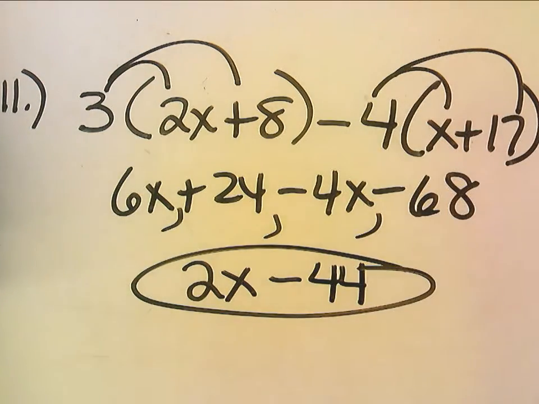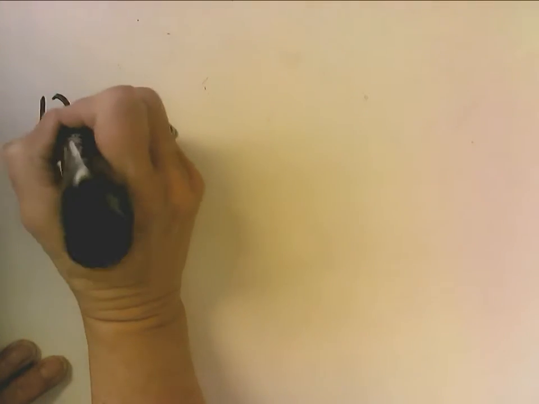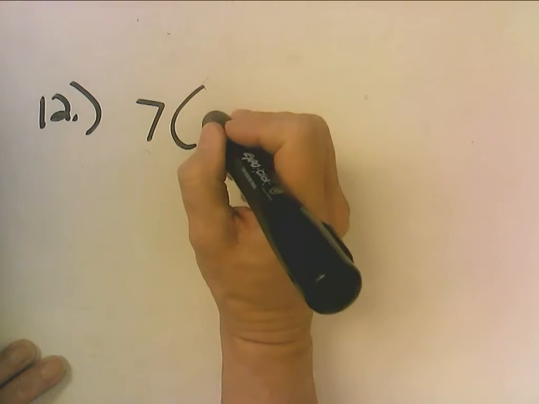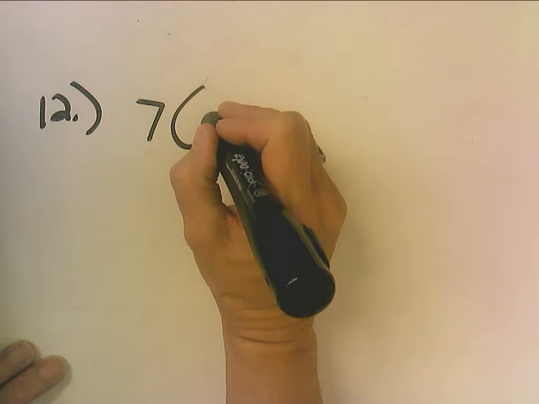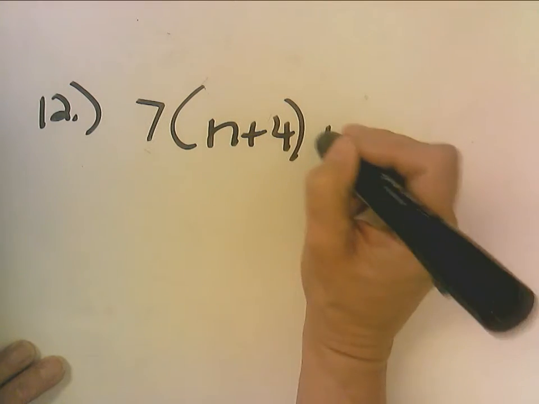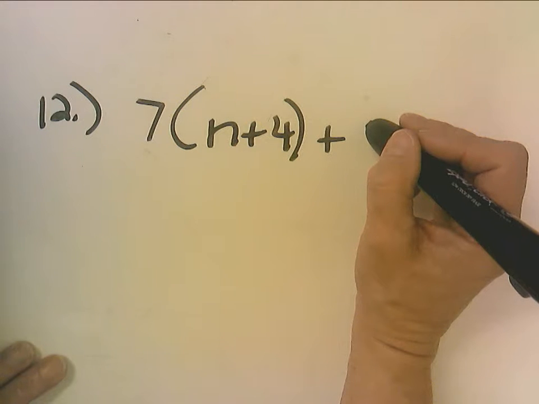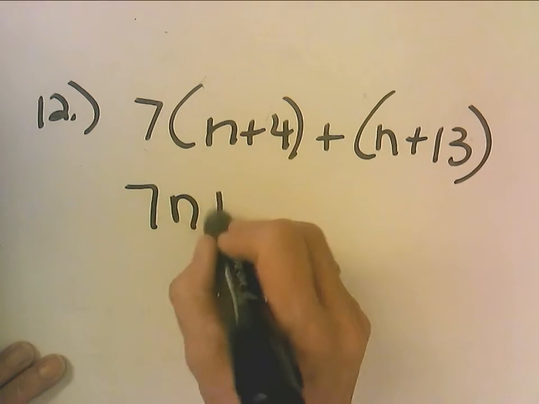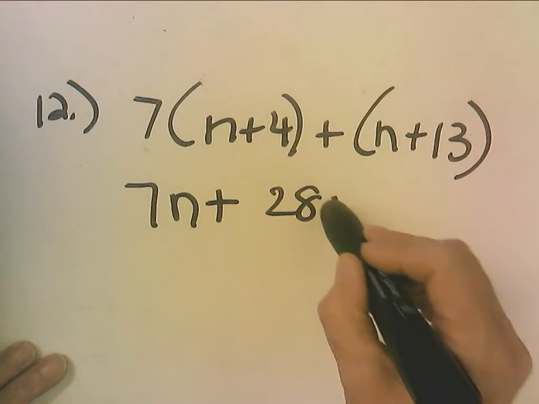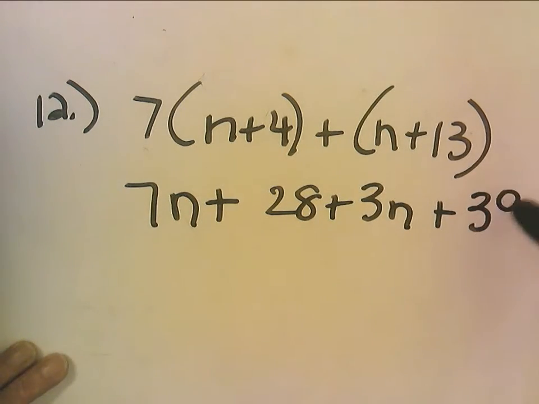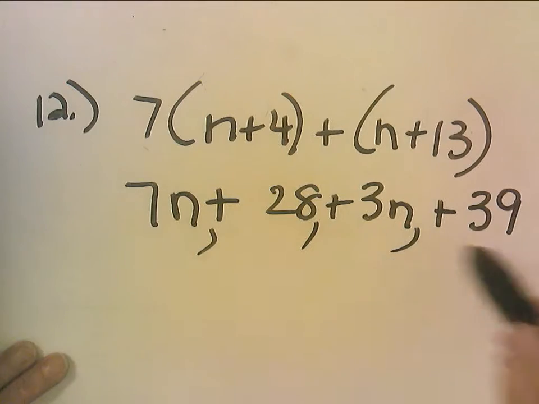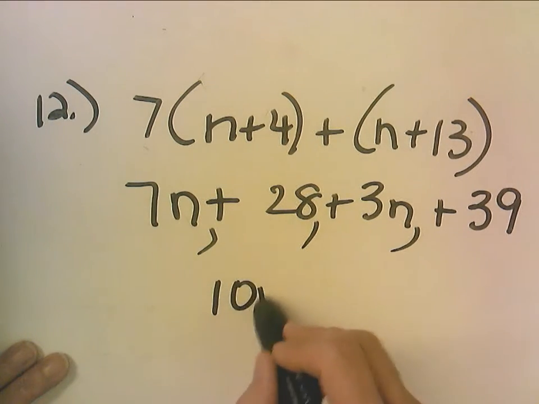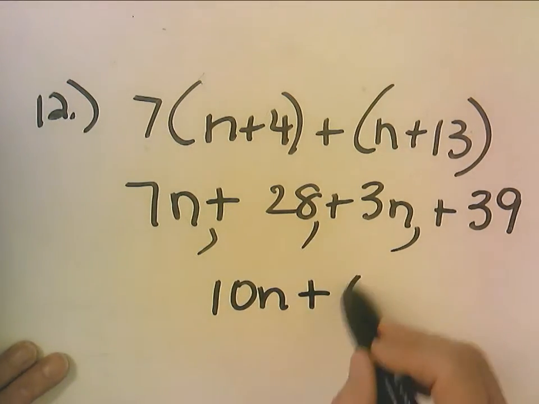Okay? Now the next one, number 12. 7 times the quantity of 4 more than a number, n plus 4, added to 3 times n plus 13. So this becomes 7n plus 28 plus 3n plus 39. I add my 7n and 3n is 10n. 28 and 39 is 67.